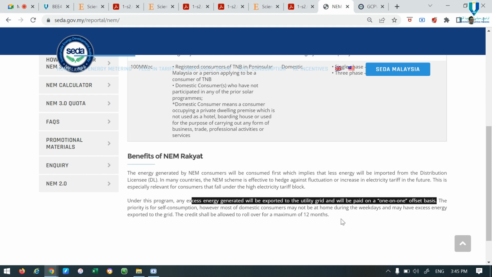One more thing is it will return to you. They are paying you. They give credits for the next month. This month's generation will be brought to the next month, and the next month's credits will be deducted from your electricity bill. For example, this month I generate 250 ringgit.